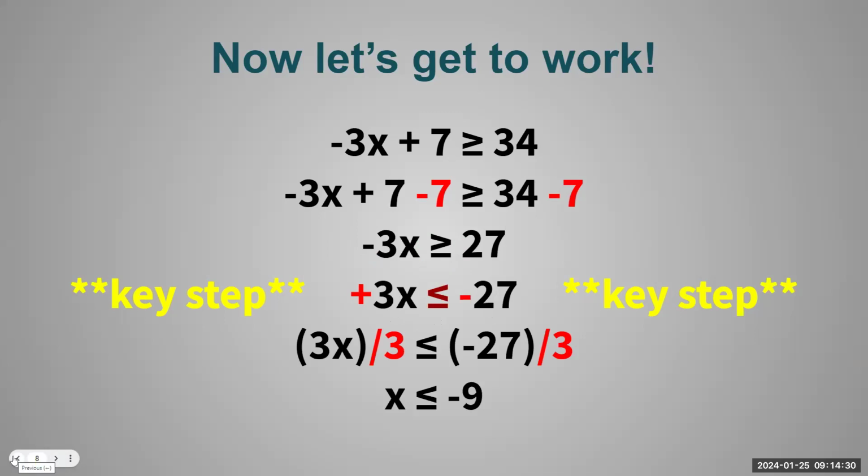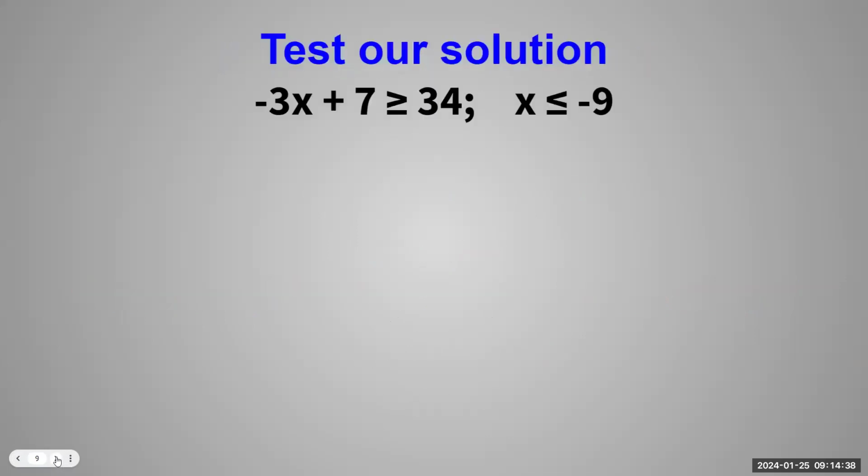This is a true statement. But we're going to go ahead and test that inequality to ensure that we're correct. Taking our original inequality of negative 3x plus 7 is greater than or equal to 34, and our solution that x must be less than or equal to negative 9, we're going to test it with two different values. We know that x must be equal to negative 9, so that's going to be one solution that we test. We also know that x is going to be less than negative 9, so we're going to go one integer down from negative 9 and also test negative 10.